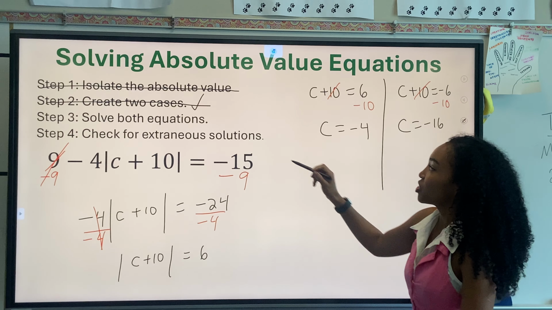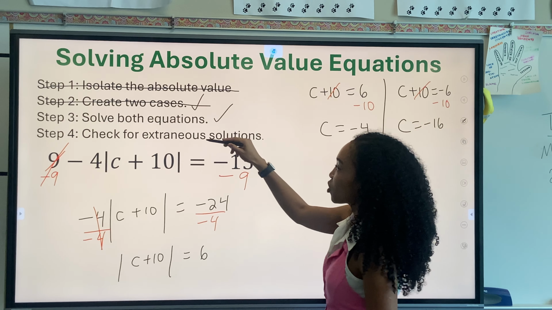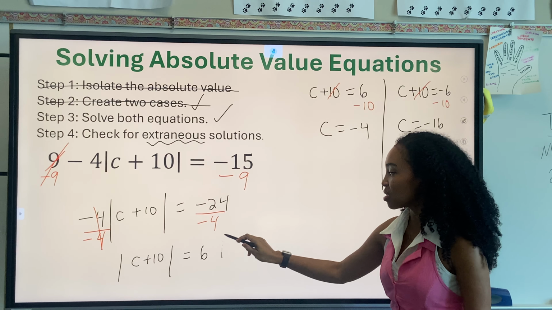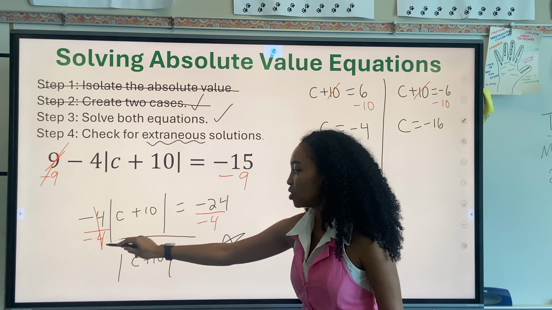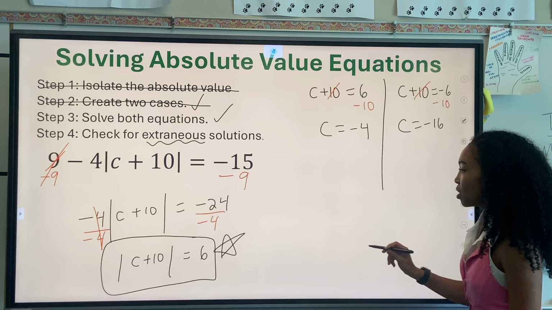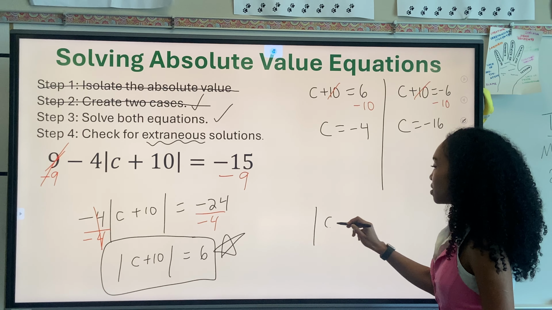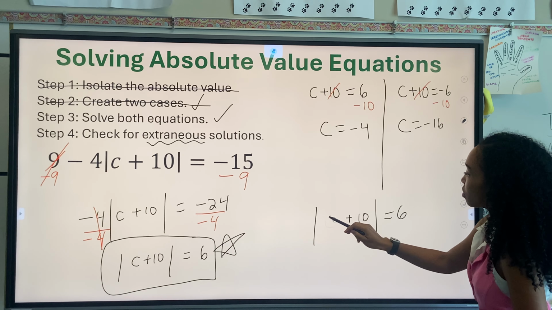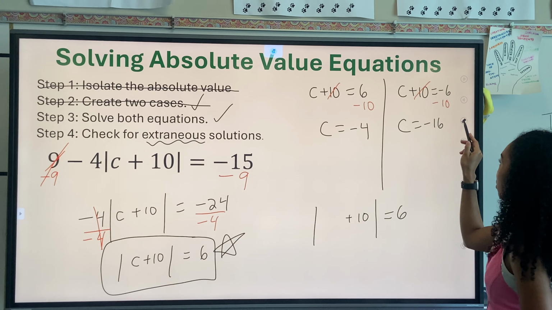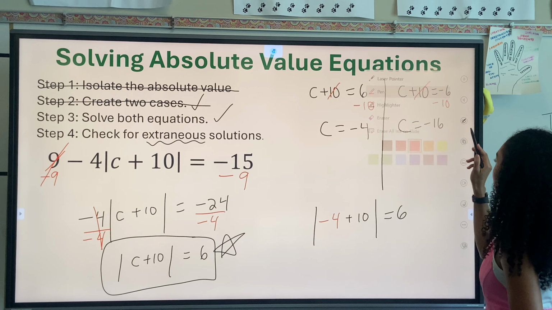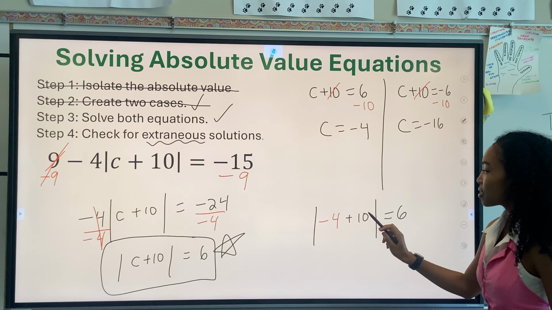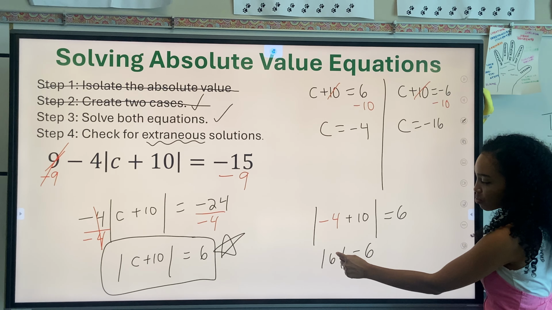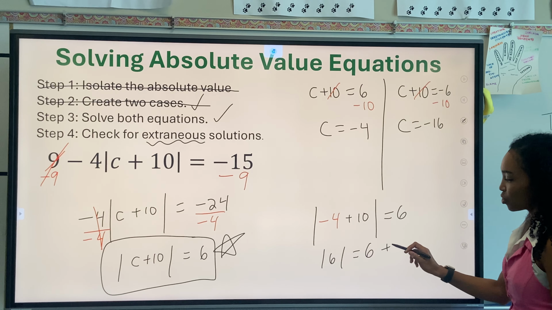Okay, now let's check. The word extraneous means an extra answer that doesn't make sense. So I'm going to use this simplified problem right here. I'm going to use this problem to plug into. So I have absolute value of c plus 10 equals 6. I'm going to erase this c and plug in a -4. -4 plus 10 is 6. How far away is 6 from 0? Well, the answer is 6, so this is true.